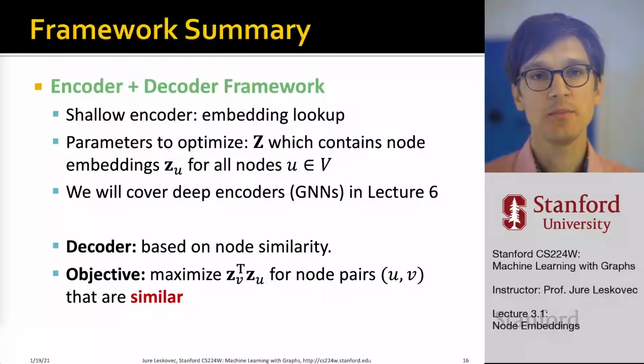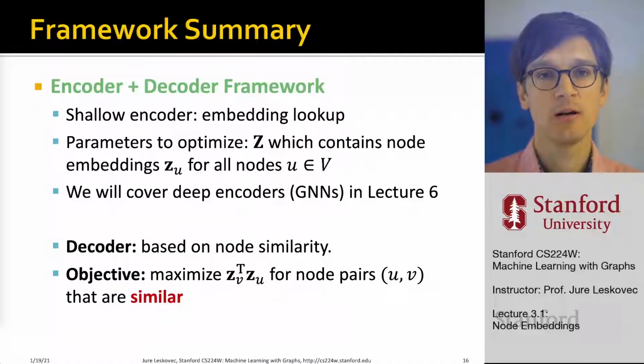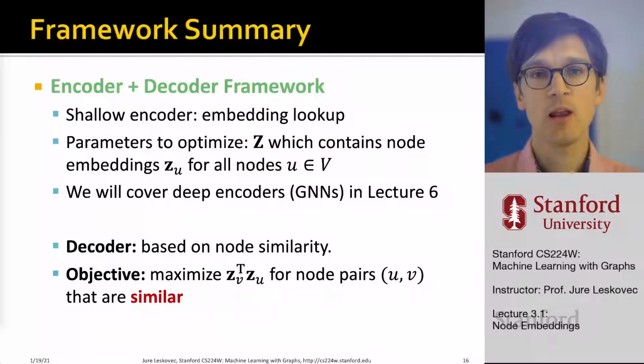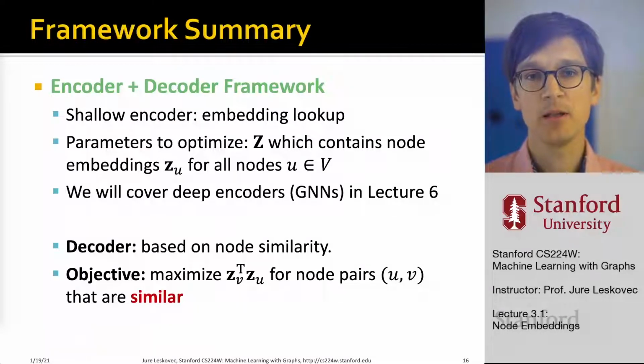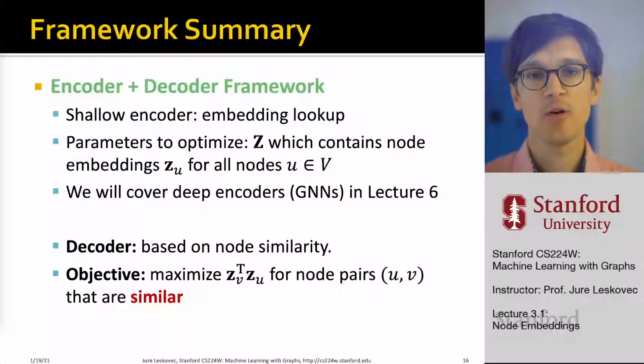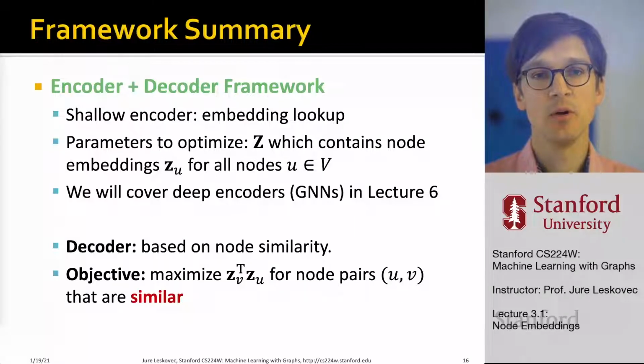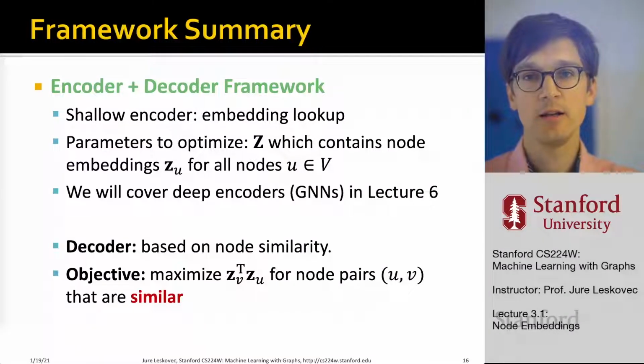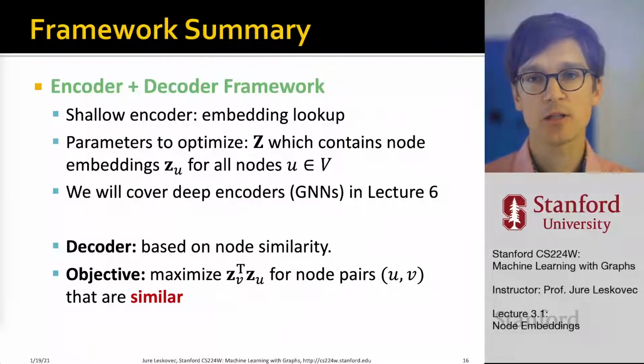So let me summarize. In this view, we talked about an encoder-decoder framework, where we have what we call a shallow encoder because it's just an embedding lookup. The parameters to optimize are very simple. It is just this embedding matrix Z, and for every node we want to identify the embedding Z sub U. And what we are going to cover in the future lectures is deep encoders like graph neural networks that are a very different approach to computing node embeddings.